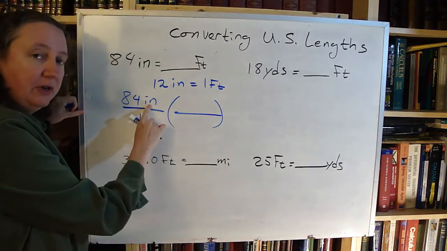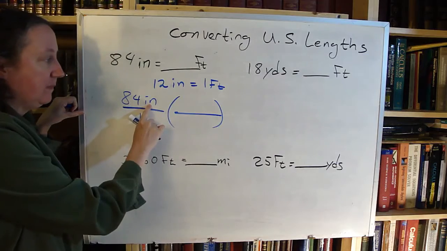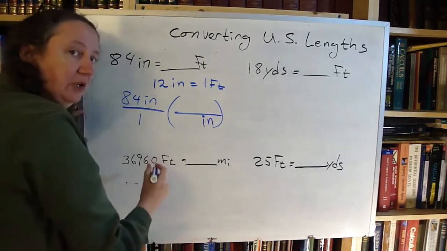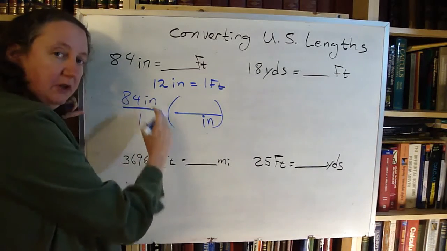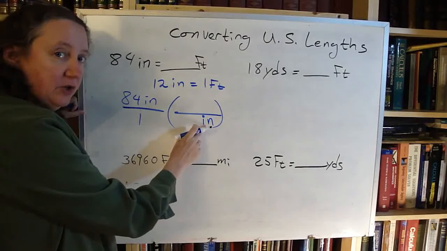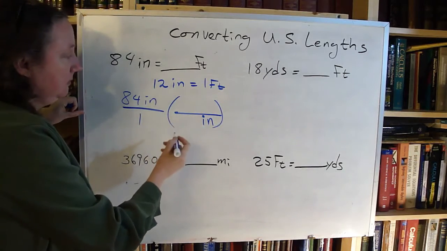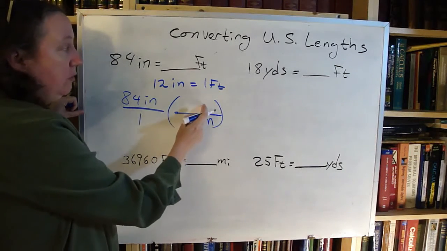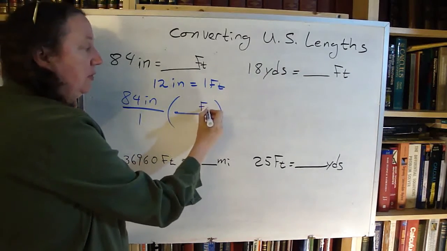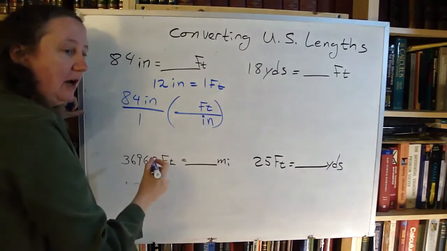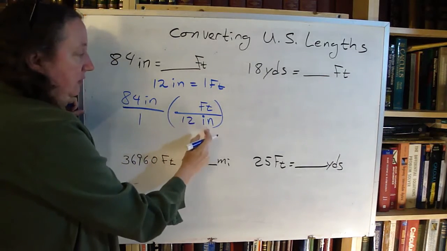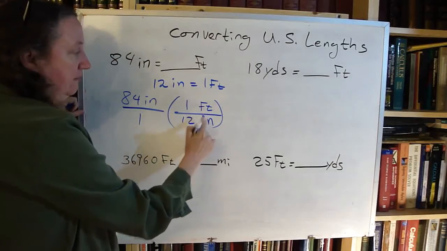I have inches on the top. I want to get rid of inches. Remember, with fractions, you can cancel things out if there's 1 on the top and 1 on the bottom. So here I'm putting inches on the bottom. I want to go to feet. I know how to do that directly. So I'm going to put feet on the top. 12 inches is 1 foot.